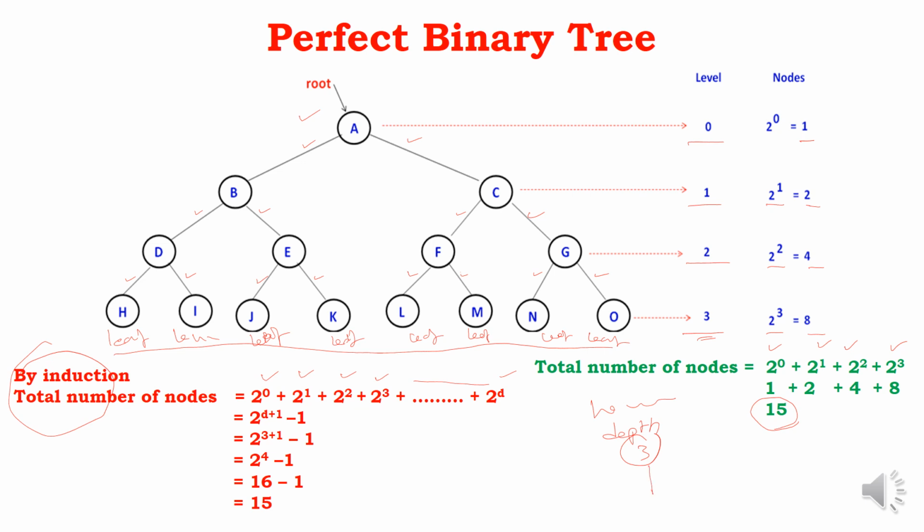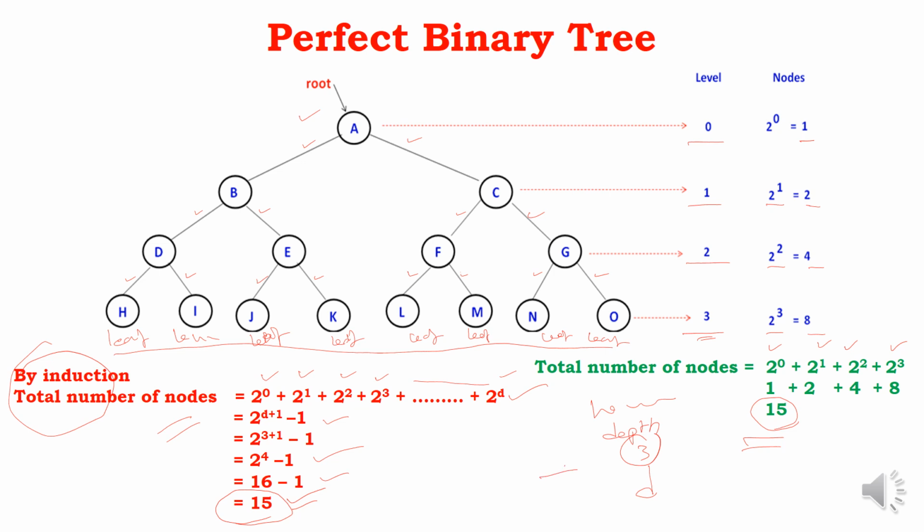Suppose if depth is d, in general, it will be 2 to the power 0 plus 2 to the power 1 plus 2 to the power 2 plus etc., up to 2 to the power d. So this can be calculated like this: 2 to the power d plus 1 minus 1 using induction. So here depth is 3. In this particular example, depth is 3. 2 to the power 3 plus 1 minus 1, which is 2 to the power 4 minus 1. 2 to the power 4 is 16. 16 minus 1, 15. So even with the induction equation, we got 15. Or if you calculate by adding all these level number of nodes, you can get 15.